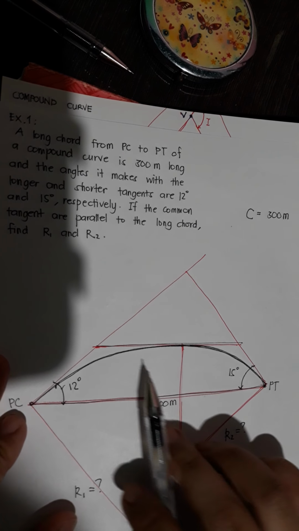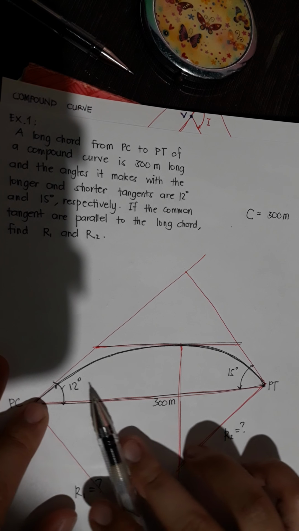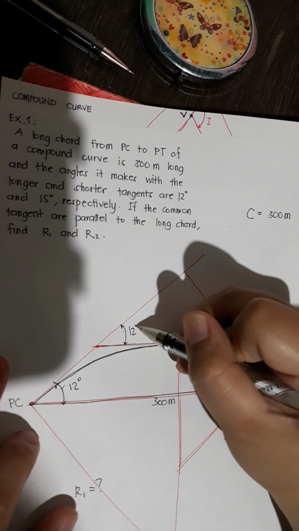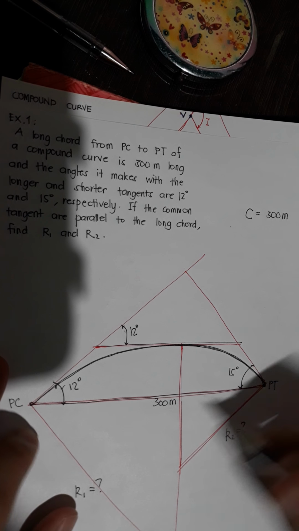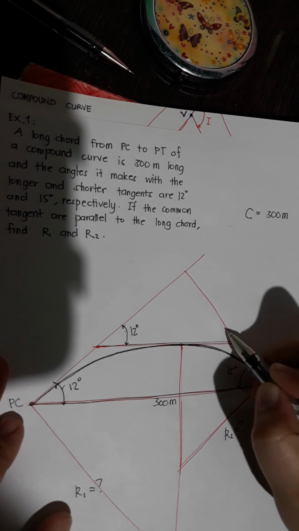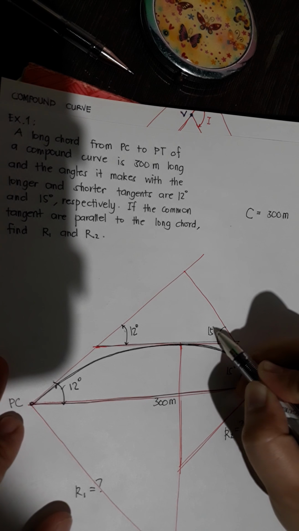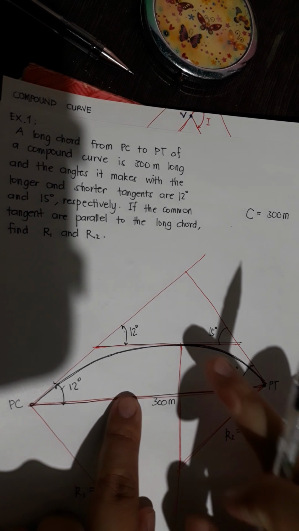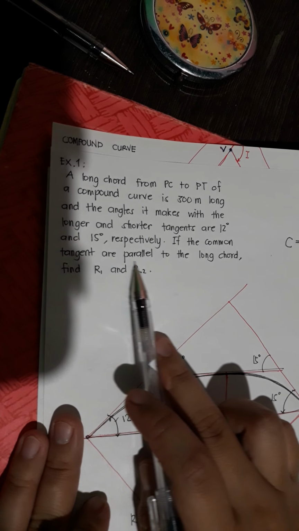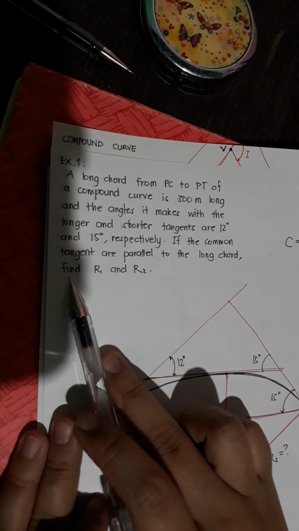Now, remember, it was said that this common tangent and the long chord are parallel. If this is parallel, as you can see, and this is 12 degrees, then therefore this is also 12 degrees. And if this is 15 degrees, since the long chord and the common tangent are parallel, then therefore this is also 15 degrees. This is only the case if, again, the common tangent is parallel to the long chord.